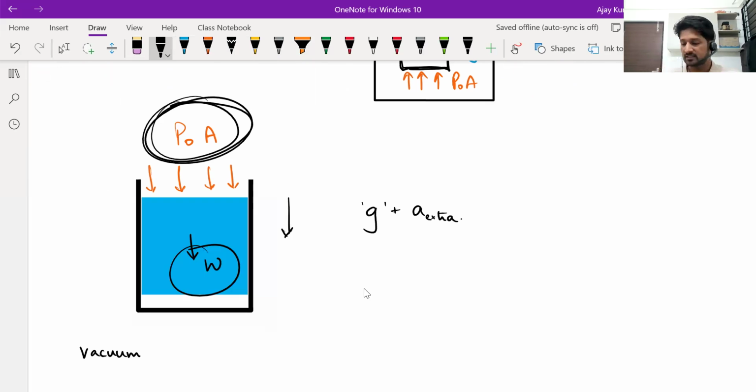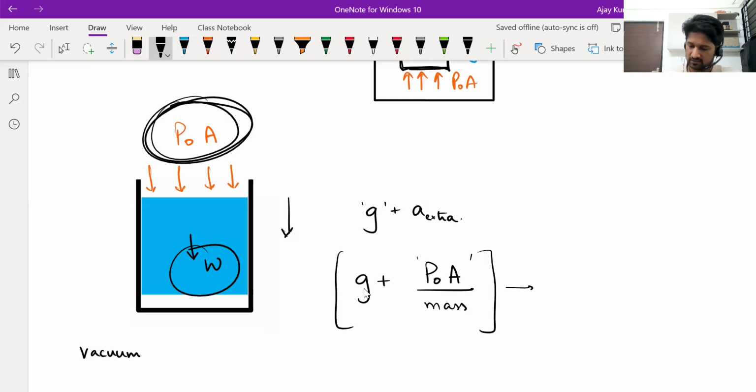How much extra acceleration can it manage? Force divided by mass. So g plus extra force acting on the liquid downward, which is atmospheric pressure multiplied with the cross-sectional area of the container, divided by total mass of liquid in the container. That you'll have to find out based on the dimensions and all. So liquid can go down with up to this much acceleration, not more than this. More than this is not possible.